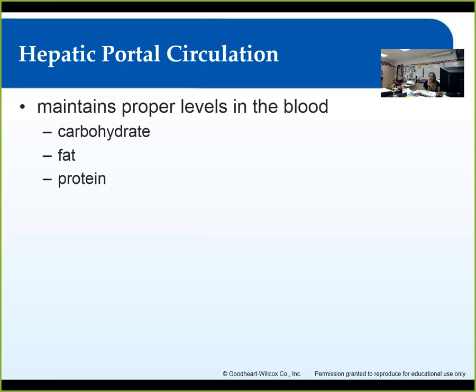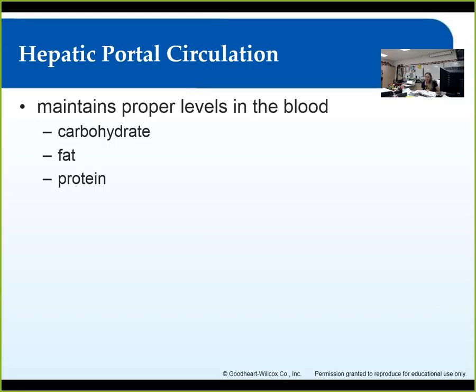Hepatic portal circulation, so we're talking about the liver specifically, plays a vital role in maintaining proper carb, fat, and protein levels. This does something unusual. It says, whereas the arteries of the cardiovascular system deliver blood to different parts of the body, the veins of the hepatic portal circulation system supply blood to the liver. A little bit different.